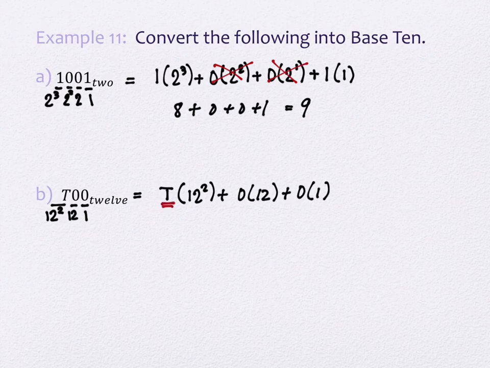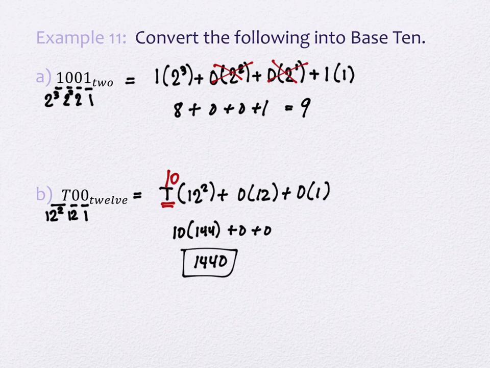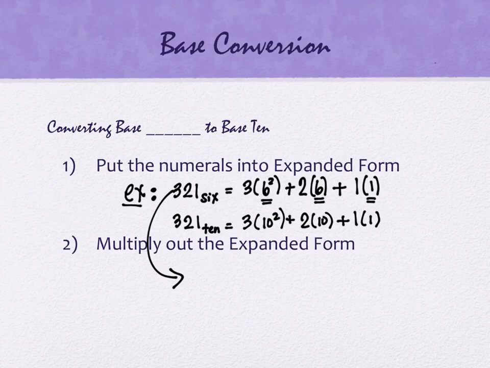Now, at some point along the way, we want to remember what T means. T means 10. So what I really have here is 10 times 12 squared. 12 squared is 144. And then there's a bunch of zeros, I'll put them in. And then 10 times 144 would be 1440, or 1,440. So this is turning a base whatever number into base 10. I'm breaking it apart. It might be a good idea over here for you to make a note to yourself that this is a multiplication process.